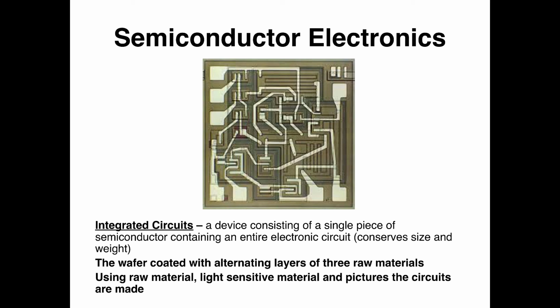Integrated circuits are simply devices that consist of a single semiconducting material, but they contain entire electrical circuits. And their use is the fact that they're very small and very lightweight. A wafer is coated with alternating materials, and these materials are frequently light sensitive and allow for pictures to be taken of the circuit that's going to be made. And then this raw material is converted into the circuit that the picture is taken of.